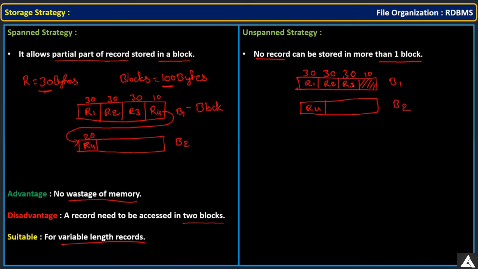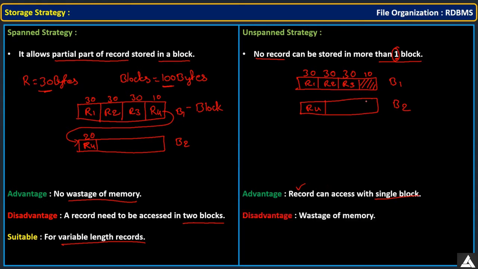So what is happening here? For every record, you have to access only one block. Very simple, right? That is unspanned. You are not spanning across blocks. The advantage is that every record can be accessed with a single block. The disadvantage is that some space, some memory, is wasted. And of course, this is suitable for fixed length records.